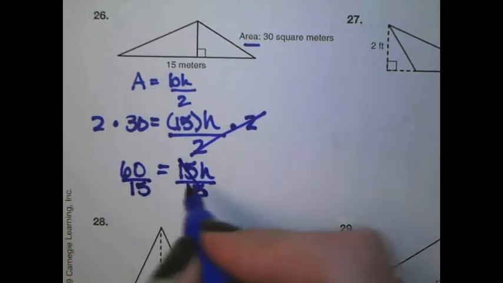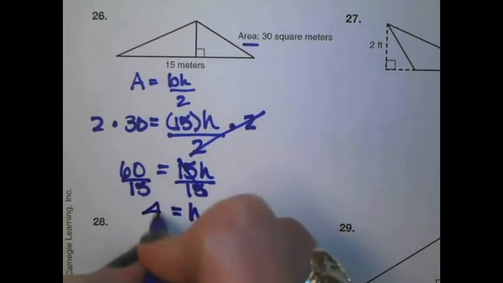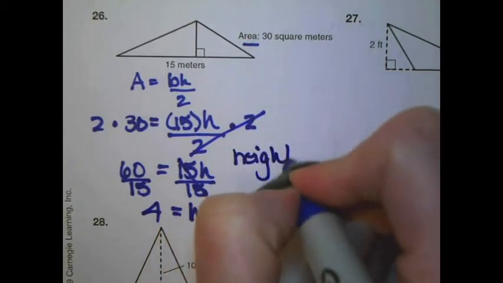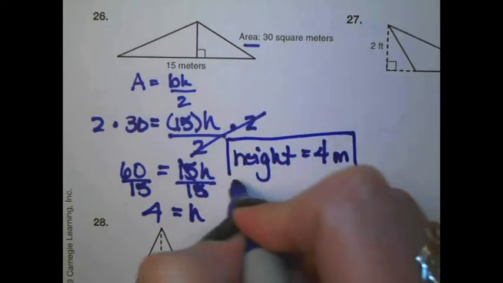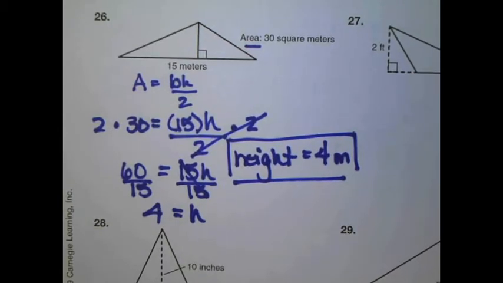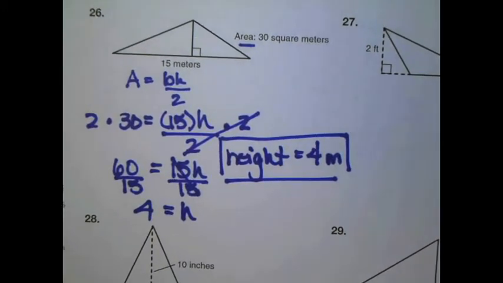Anything over itself is 1. 1 times h leaves h. And I know that 60 divided by 15 is 4. So my height in this case, the height in problem 26, is 4 meters. Using my algebraic formula and steps to solve an equation leaves me the height of 4 meters. So let's go ahead and look at one more that is oriented in an awkward position. Let's look at number 30.